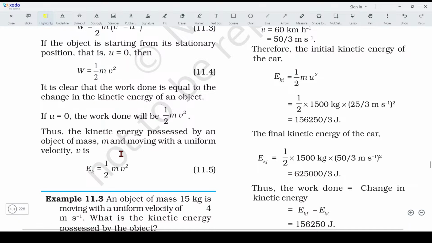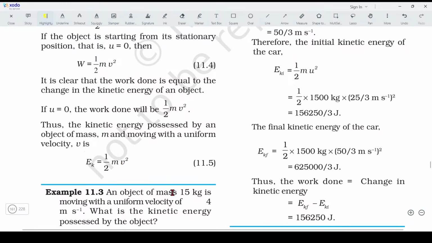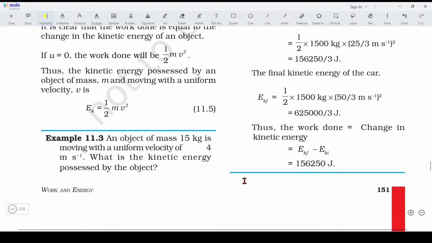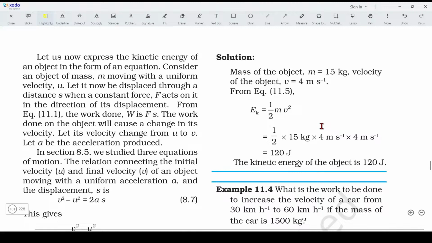If an object is moving with velocity v at a certain point, what is the energy that it has? What is the kinetic energy it has? Half m v square. Now tell me the answer of this problem. Mass 15 kg moving with velocity 4: 1 by 2 into 4 into 15, 1 by 2 into 15 into 16, 120 J. Why 120? Half into m into v square.